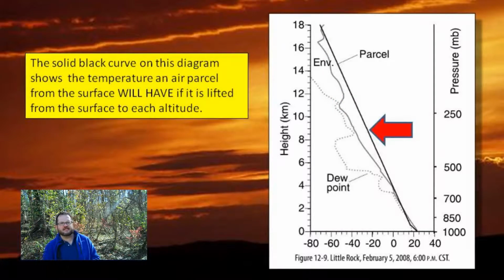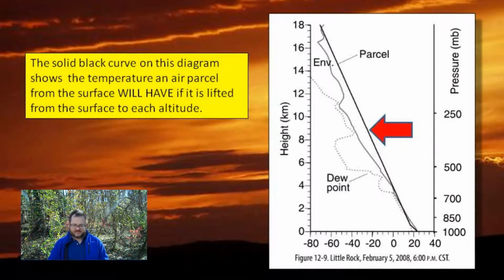There's one other little detail on these diagrams that can be useful. See that dark black straight line that's on there? That is the trace of a temperature profile of an air parcel. If we took an air parcel from down by the surface, where the temperature and the moisture were whatever was observed, and lifted it according to the dry adiabatic and moist adiabatic lapse rates.